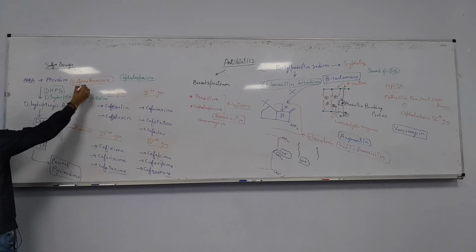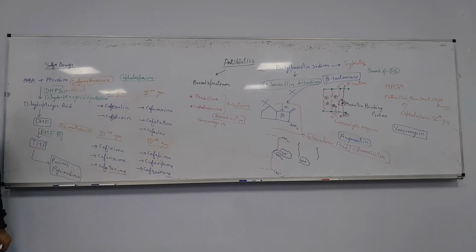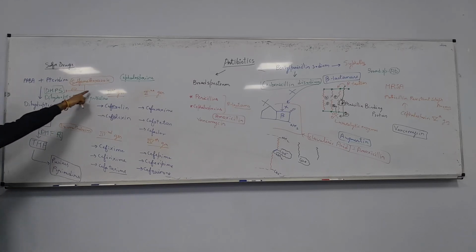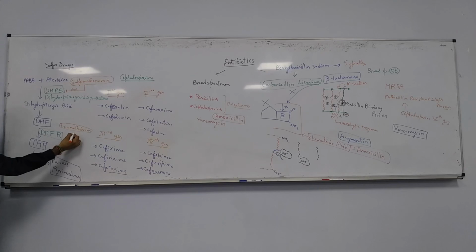So what is happening? Sulfamethoxazole, actually it is inhibiting what? It is inhibiting dihydropteroate synthetase. So if you will be giving sulfamethoxazole to the patient, that bacteria will not be able to make dihydropteroic acid. On the other side, trimethoprim is actually inhibiting what? DHFR. Okay, so if you are giving trimethoprim to the patient, this DHF will not be able to convert to THF, and if there is no THF, how will it make purines and pyrimidines, right?